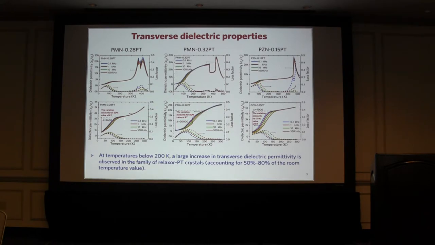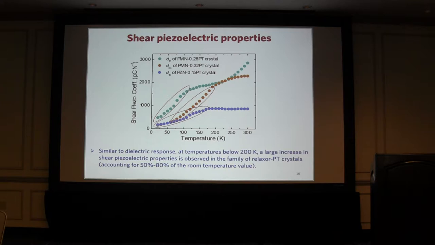And also, there is a dielectric relaxation. You can see that the temperature of the maximum dielectric loss will increase with increasing frequency. So we also measured the shear piezoelectric response, similar to the dielectric permittivity. At temperatures below 150 Kelvin, we also observed a very high variation of the property, and this variation is about 15 to 80% of the room temperature property.